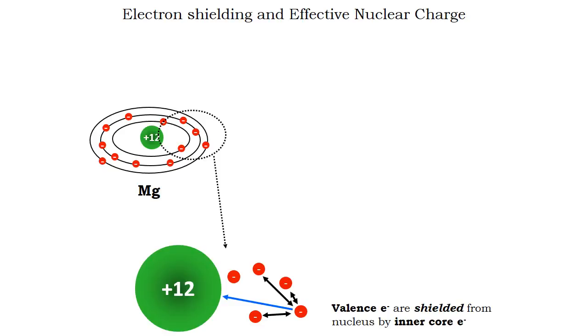Because there are so many inner core electrons between the valence electron and the nucleus, we say that the valence electrons in the outer shell are, quote, shielded from the charge of the nucleus by the inner core electrons. So the outermost electrons don't feel as much of the attraction to the nucleus as the inner core electrons do. Part of that is because they're further away, but part of that is because the inner core electrons have some repulsion. They shield that charge. So we call that shielding.